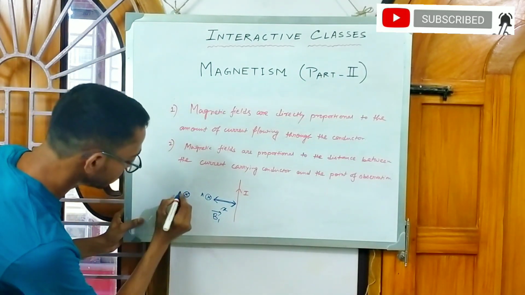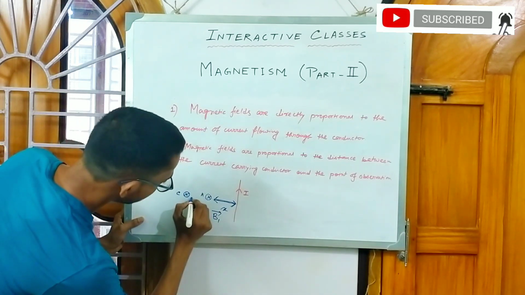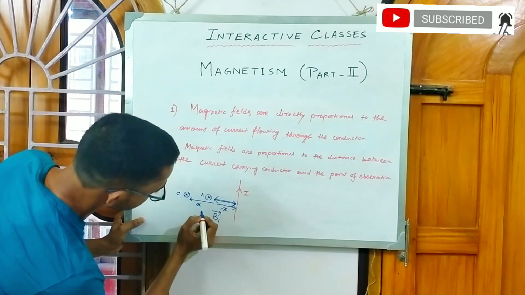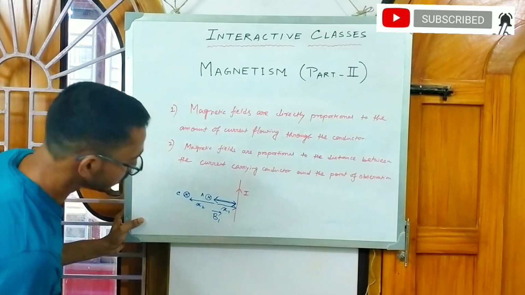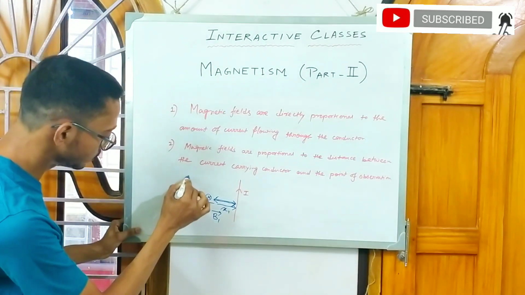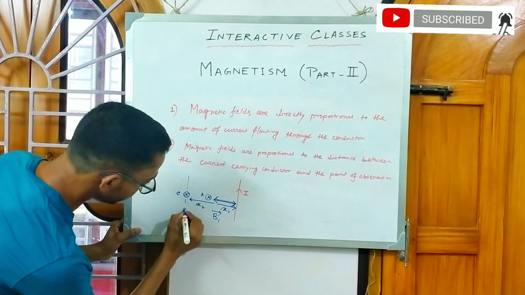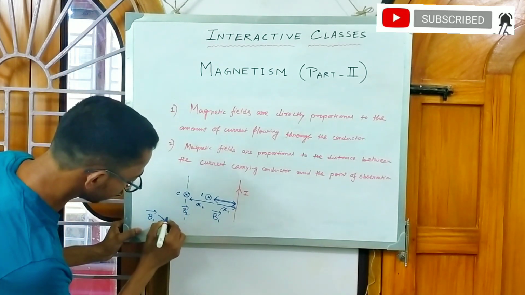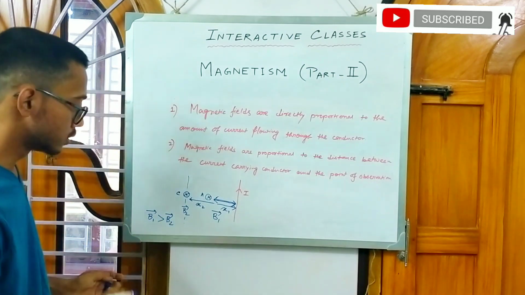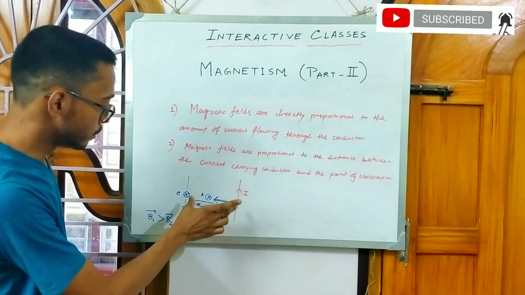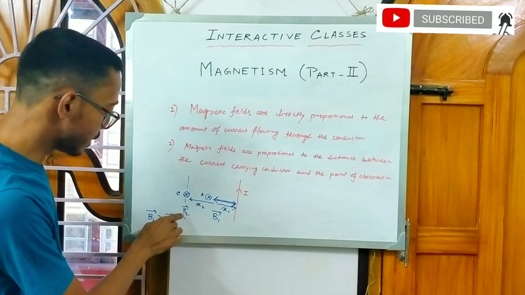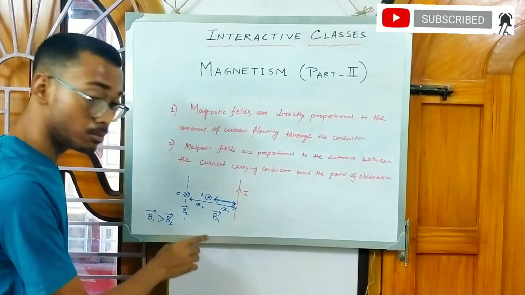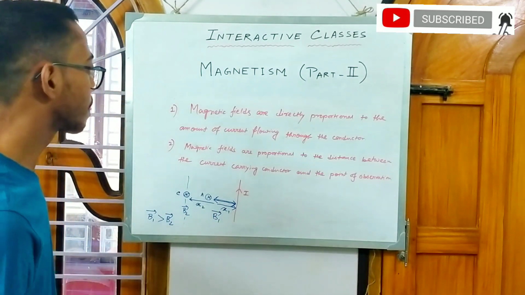Now let this be another point C, and this distance from the conductor is greater than x, that is, let this be x1 and this be x2. Then the amount of magnetic field at point C is B2, and B1 is greater than B2. That means if we increase the distance between the conductor and the point of observation, then the magnetic field decreases. And if the distance is less, the magnetic field is more. So that was all.